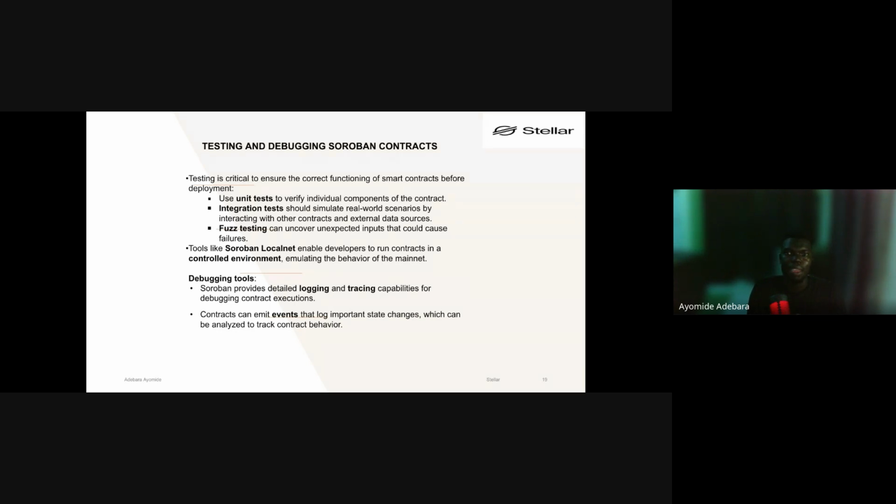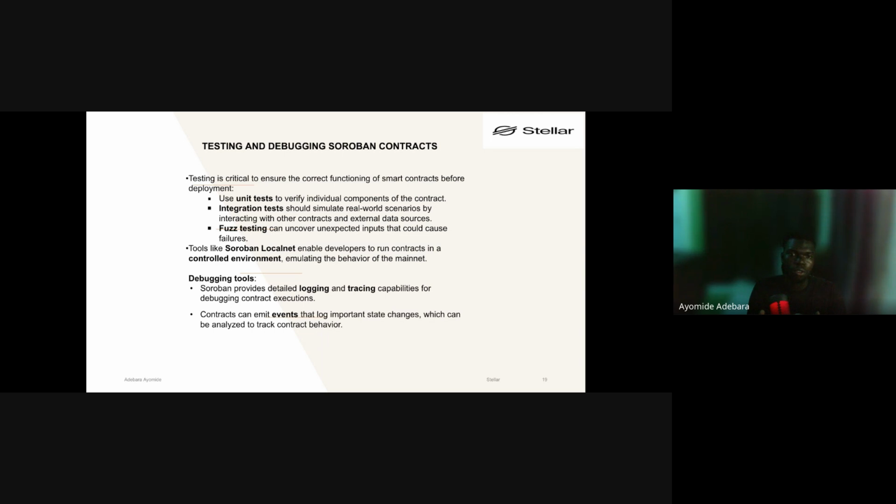Integration tests are a situation where your contract is interacting with a different contract. How do I simulate how my contract is interacting with a different contract? This is literally an integration test, a situation where you are no longer testing just one smart contract, but more than one smart contract interacting with each other. In this particular case, it is called an integration test.